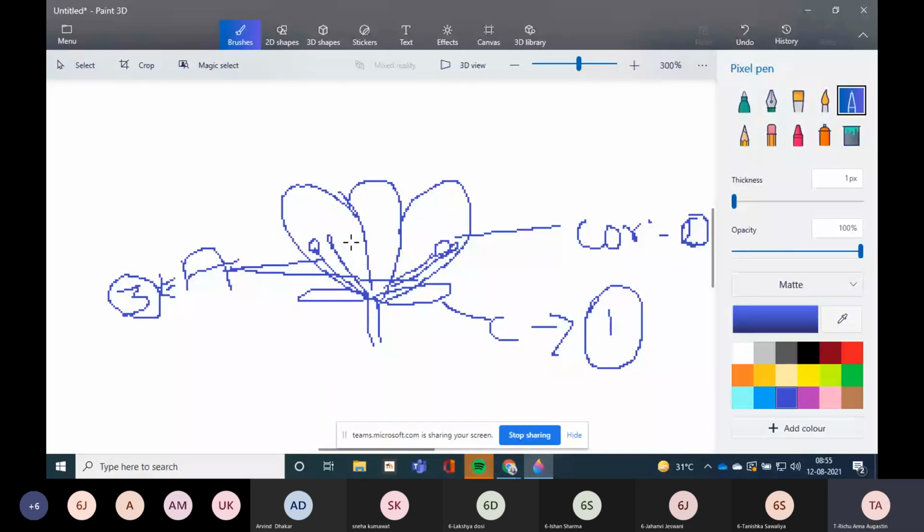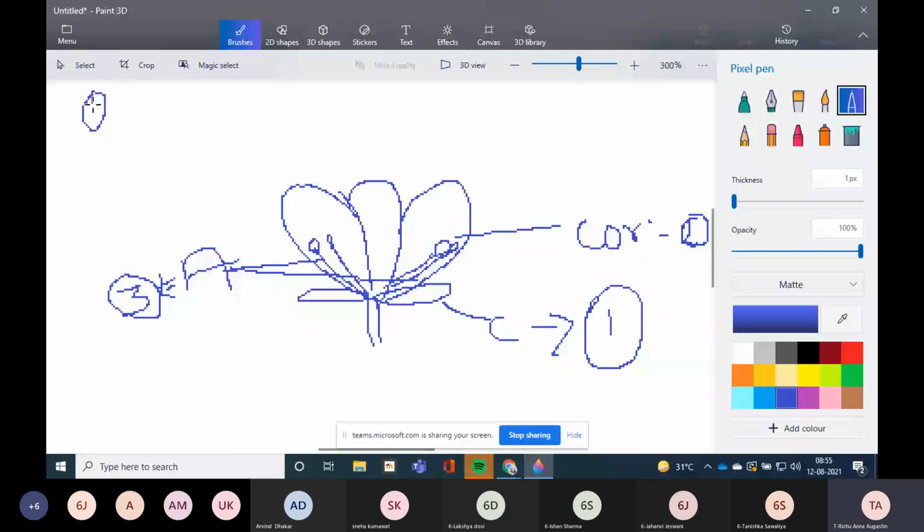Then each stamen has a filament. That means the stamen is divided into two parts. I told you already. Which ones are they? Anther, the bilobed structure, and the thin filament. The thin thread-like structure is known as the filament. It bears the anther on its tip. The anther contains pollen sacs. Now, this anther, this bilobed structure, contains pollen sacs, and these pollen sacs contain pollen grains in them.